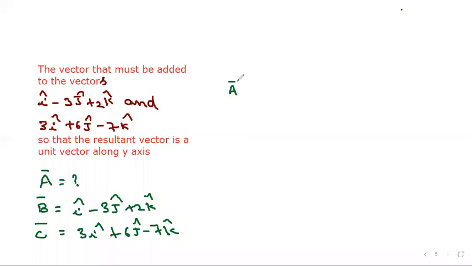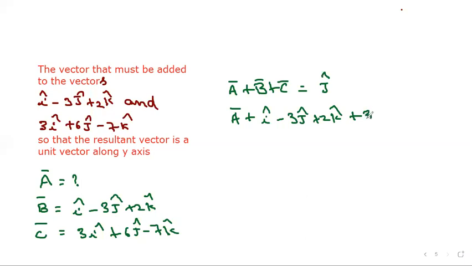By adding these 3 vectors, a bar plus b bar plus c bar, what is the resultant given? The resultant vector is a unit vector along y-axis. Unit vector in the sense magnitude is equal to 1. Along y-axis means what is the direction? j cap. So the answer should be j cap. So a bar plus b bar, that is i cap minus 3 j cap plus 2 k cap, plus c bar, that is 3 i cap plus 6 j cap minus 7 k cap, is equal to j cap, given.